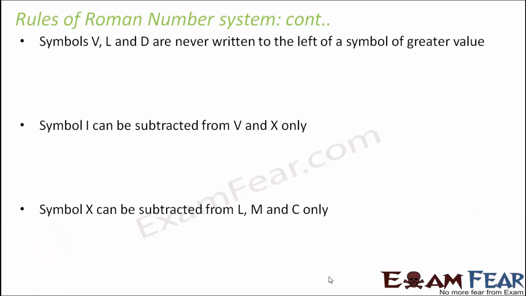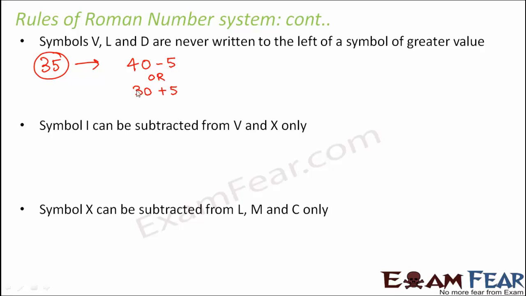Let us look at the next rule. Symbols V, L and D are never written to the left of a symbol of greater value. So that means these three are again exceptions where they cannot be written to the left of any symbol of greater value. For example, let us say that you want to represent the number 35, right? So 35, you can write it in two ways. You can either write it as 40 minus 5 or you can write it as 30 plus 5.